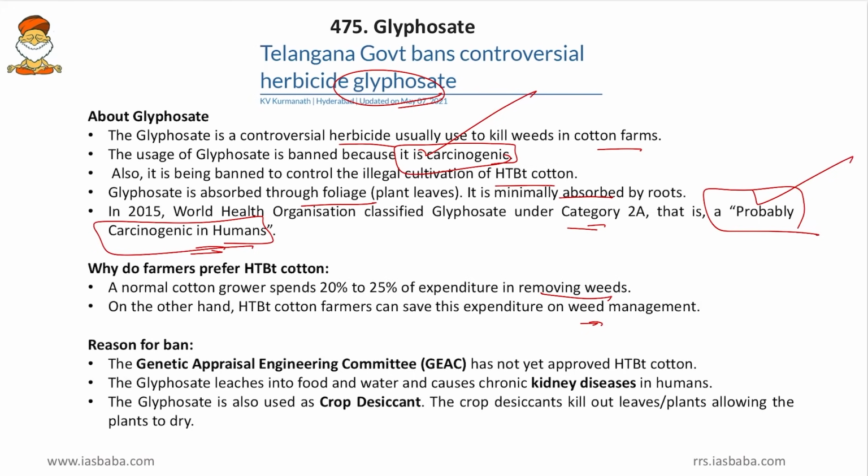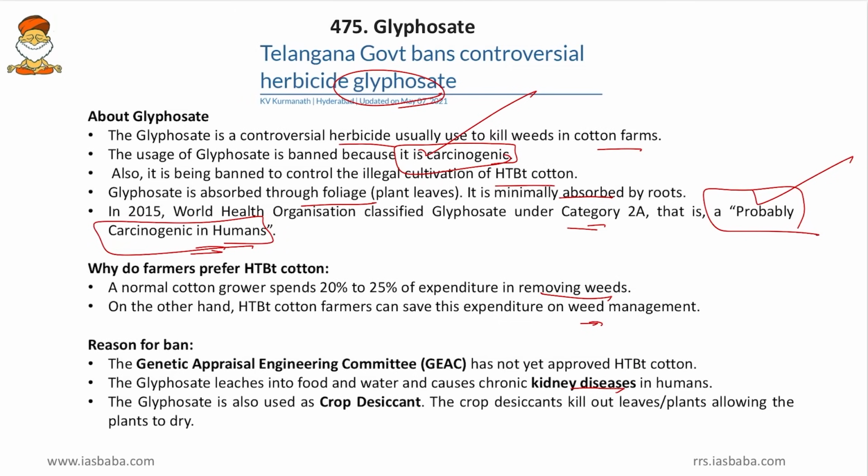And now the reason for the ban. The Genetic Engineering Appraisal Committee, or the GEAC, has not yet approved HTBT cotton. So these Telangana farmers are growing HTBT cotton illegally. So if you want to stop this HTBT cotton growth, we stop glyphosate and automatically HTBT cotton will also be stopped. Then glyphosate leaches into food and water and causes chronic kidney diseases in humans. So it is not only that HTBT cotton is illegal, glyphosate is also specifically harmful for human health.